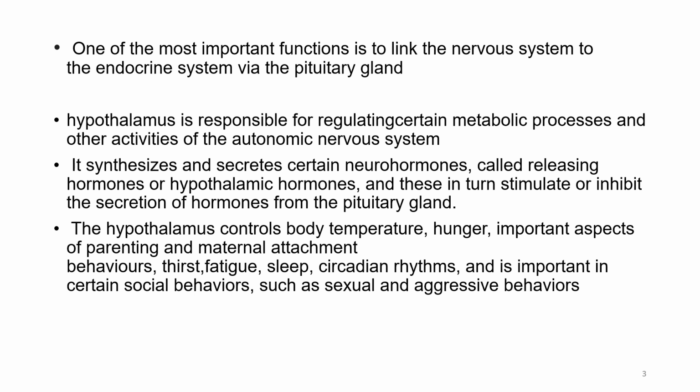One of its most important functions is to link the nervous system to the endocrine system via the pituitary gland. The hypothalamus is responsible for regulating certain metabolic processes and other activities of the autonomic nervous system. It also synthesizes and secretes certain neurohormones called releasing hormones or hypothalamic hormones, and these in turn stimulate or inhibit the secretion of the hormones from the pituitary gland.